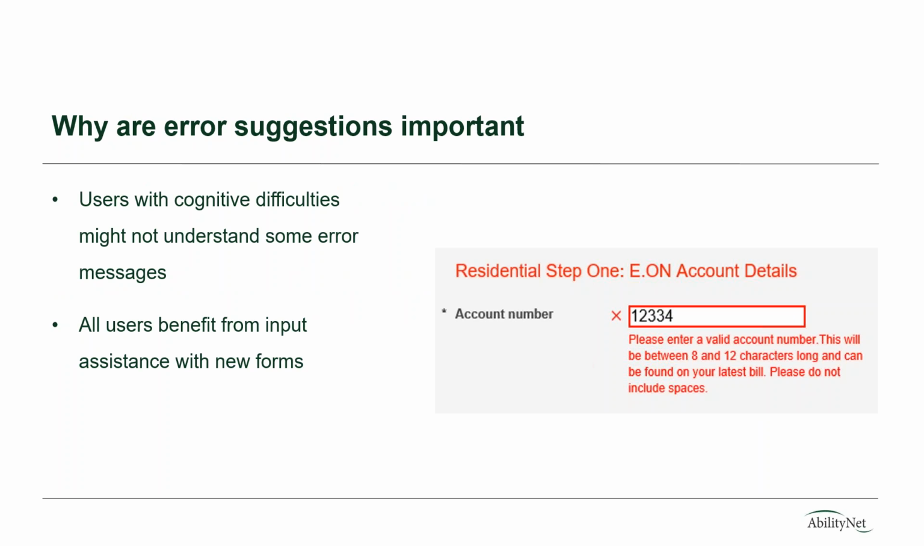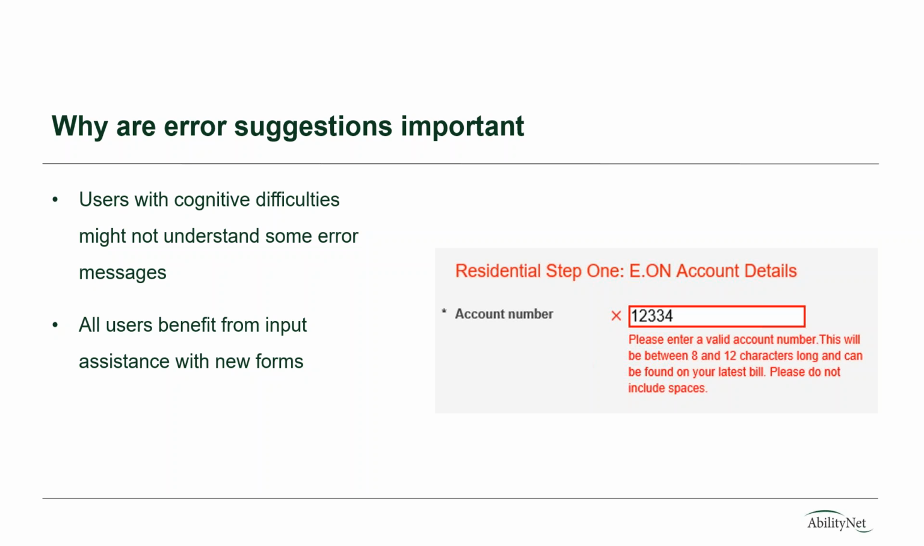So why are error suggestions important? Well, users with cognitive and comprehension difficulties might not understand some error messages. If you're just telling a user that an email address is invalid, that may not be enough information for them. Why is it invalid? They may not write their email address out very much. And really, all users will benefit from input assistance, particularly with forms that they've not filled in before. It's going to be a new experience for them, so they'll benefit from that sort of hand-holding that decent error suggestions can create.